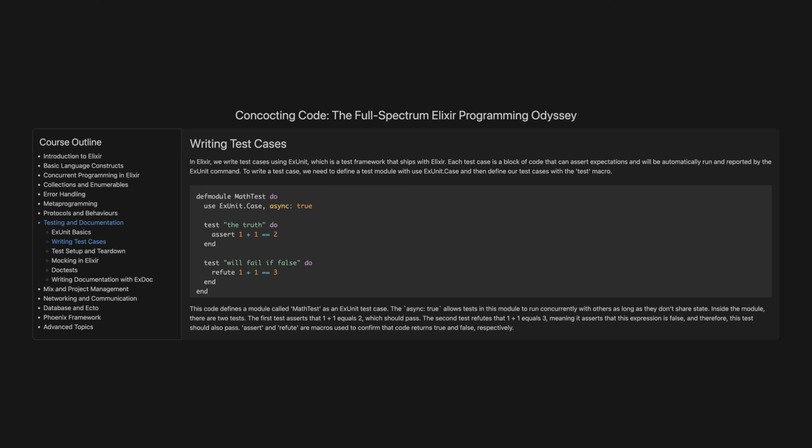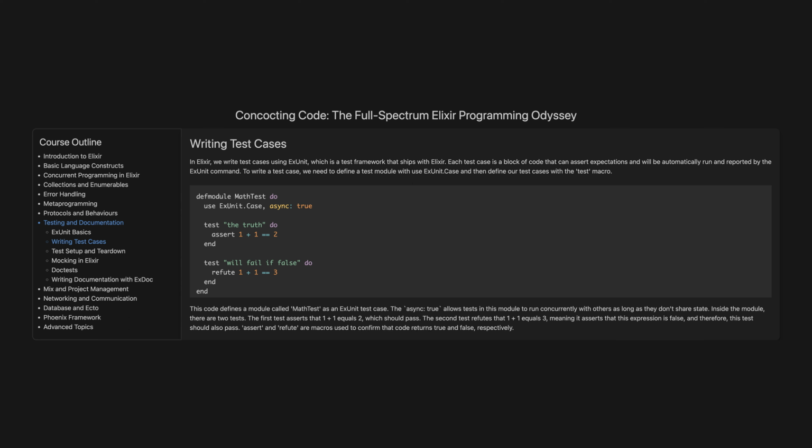Writing test cases. In Elixir, we write test cases using ExUnit, which is a test framework that ships with Elixir. Each test case is a block of code that can assert expectations and will be automatically run and reported by the ExUnit command. To write a test case, we need to define a test module with use ExUnit.Case, and then define our test cases with the test macro.